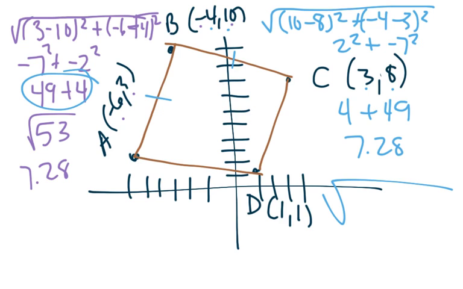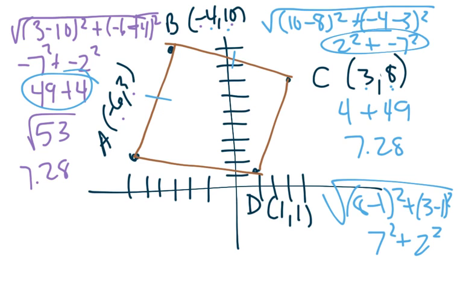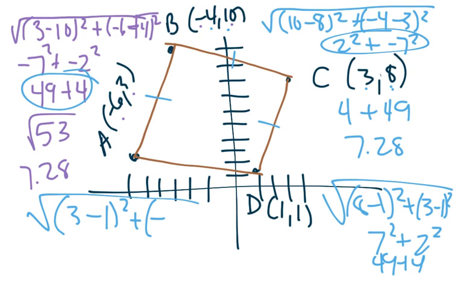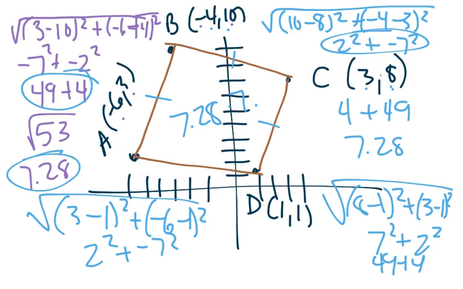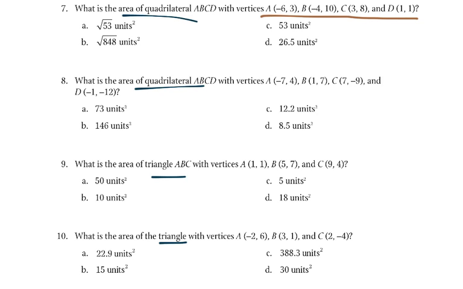Let's see if we start out for this one. So 8 minus 1 squared plus 3 minus 1 squared would give us 2 squared plus 7 squared, which is essentially the same thing, 49 and 4. So yeah, this has to be a square. Last one, 3 minus 1 squared plus negative 6 minus 1 would give us 2 squared plus negative 7 squared, which would also be 7.28. So I go 7.28 times 7.28 to get the area for this one. So 7.28 times 7.28, about 52.99, so probably close to 53, which if we look at that, yep, 53, not the square root of 53, 53 units.